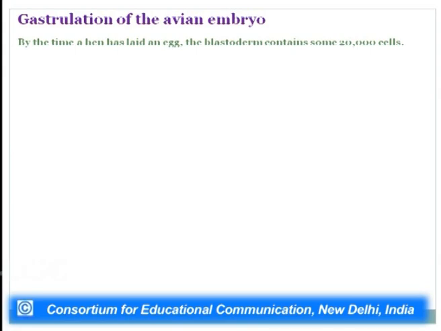Now, by the time a hen has laid an egg, the blastoderm contains some 20,000 cells. So, from its journey from the fertilization site, that is the infundibulum, when it starts moving from the infundibulum towards the magnum, then to the isthmus, and then to the cloaca region, finally it goes.